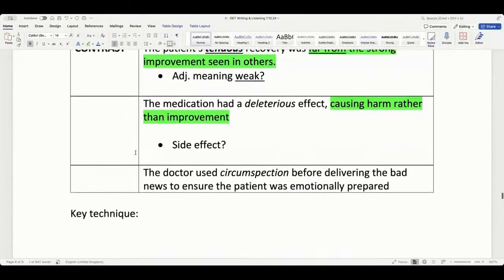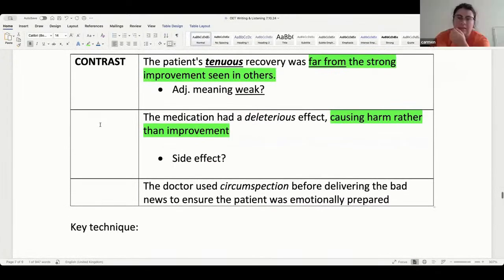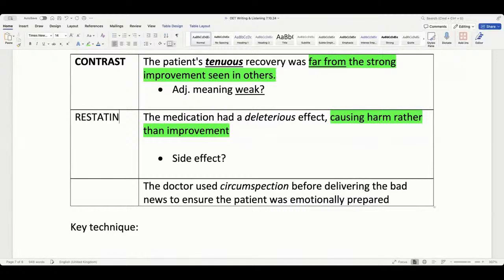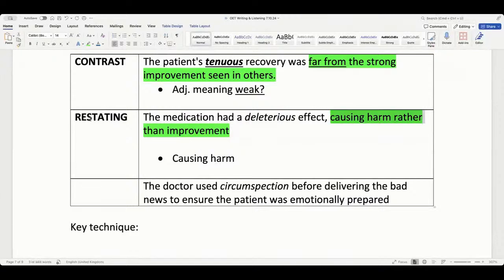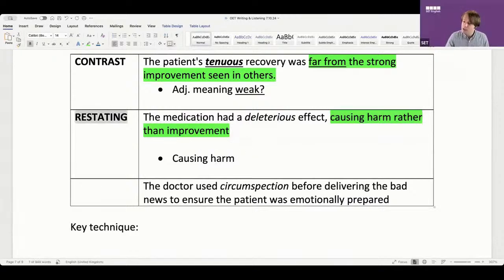Actually, do you want to know what this is? Inside is "delete," so it's like destroying something. It's restating. This is exactly what this means. What does deleterious mean? Causing harm. It's harmful, right? Sometimes we restate. Have you ever noticed this, guys? In English, we restate sometimes.